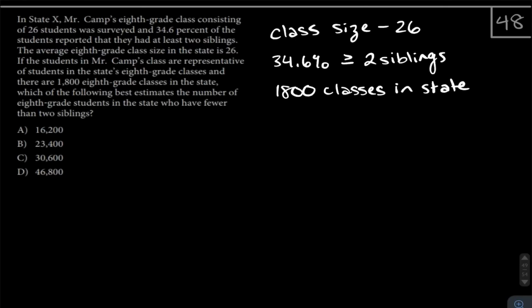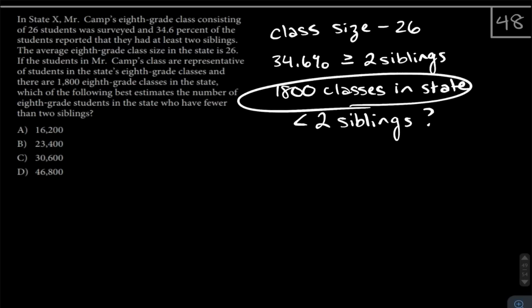which of the following best estimates the number of 8th grade students in the state who have fewer than 2 siblings? All right, so for this one, we are looking for fewer than 2 siblings. We're not looking for the number of students overall that have greater than 2 siblings, right? So let's make a note of that. We're looking for less than 2 siblings, and not just in Mr. Camp's class. We're looking for less than 2 siblings in all classes in the state.